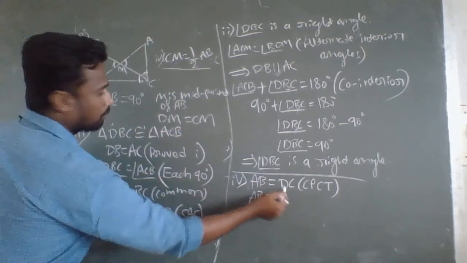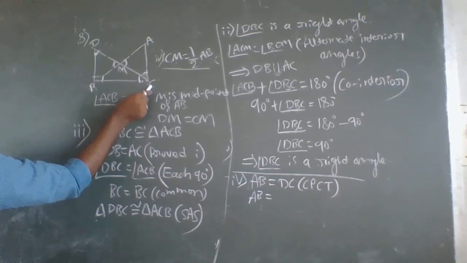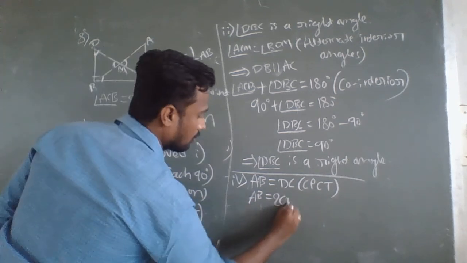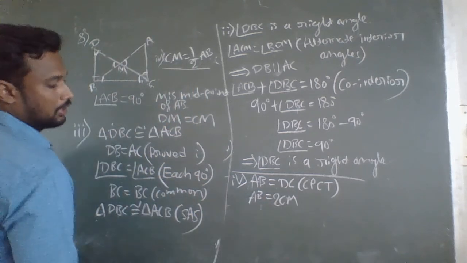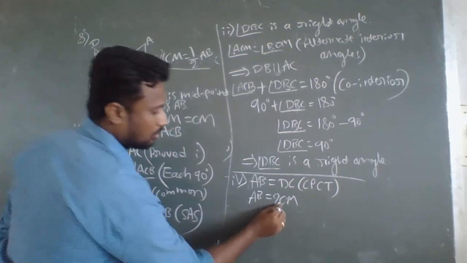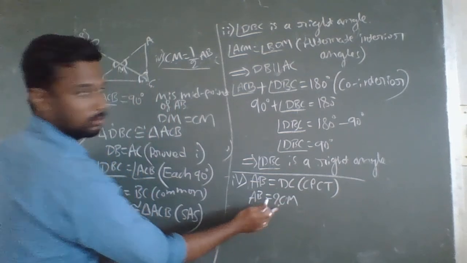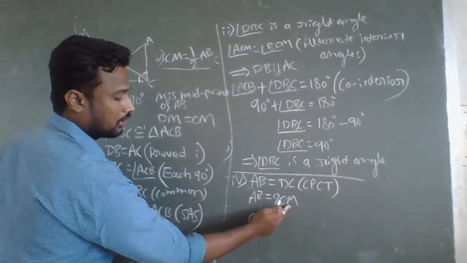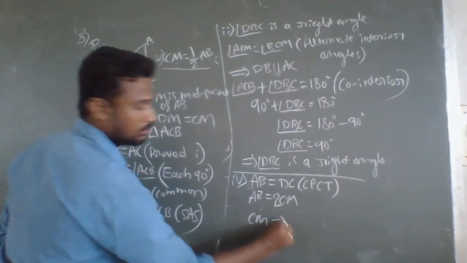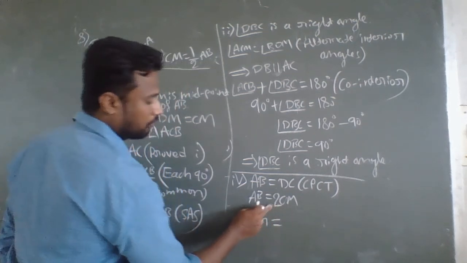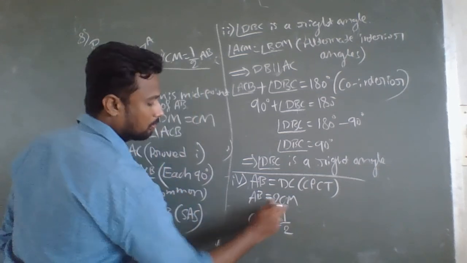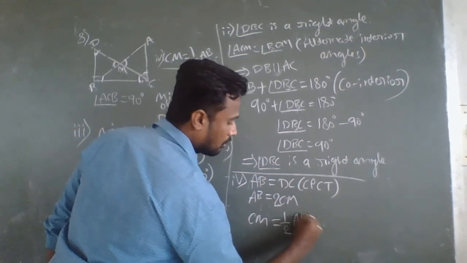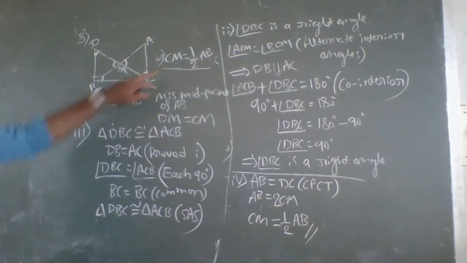So here, in place of DC, I will write 2CM. 2CM is equal to DC only. Now I can write here to prove this. I will move this 2 to the other side. Therefore, CM is equal to, if I move this 2 to the other side, it becomes 1 by 2, and the remaining is AB. So CM is equal to 1 by 2 into AB.